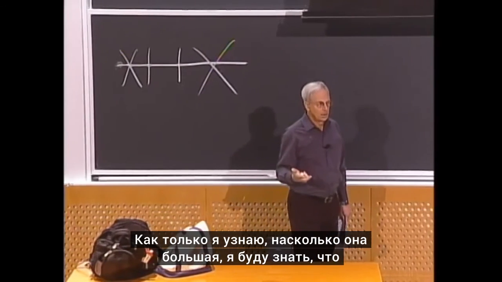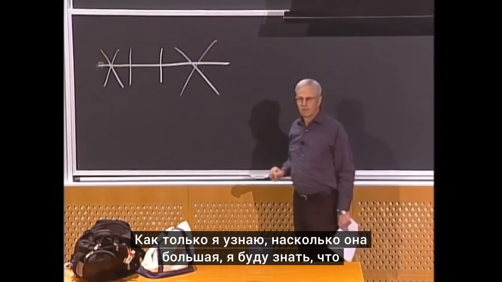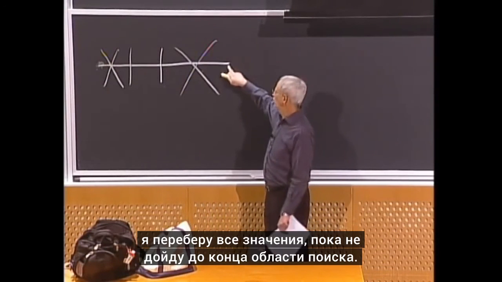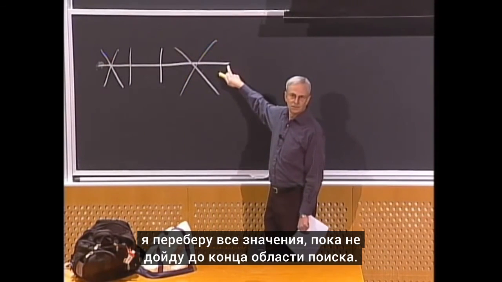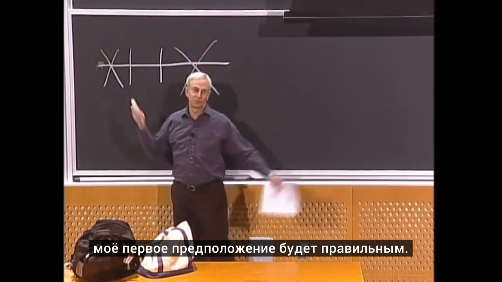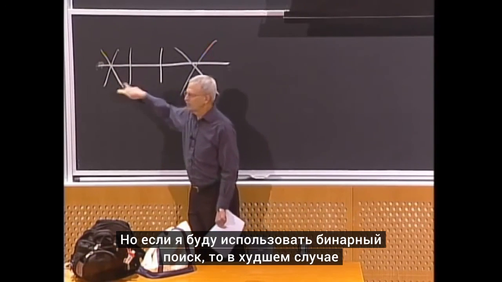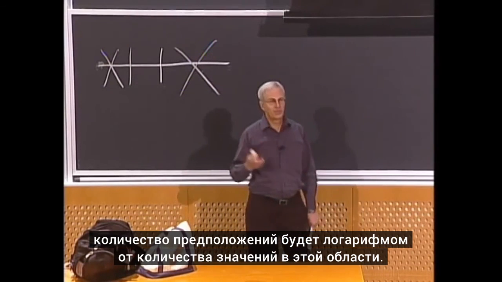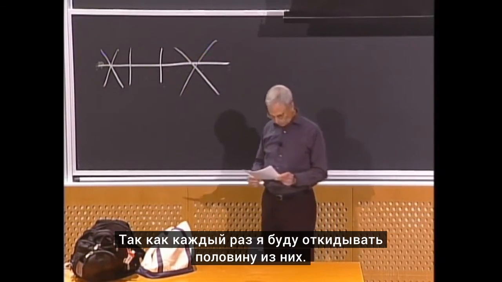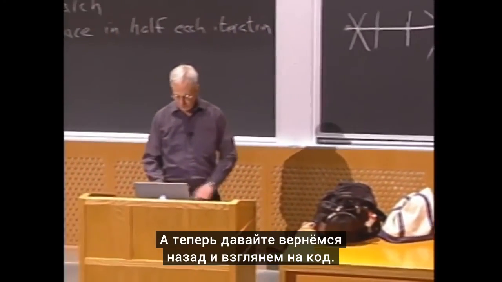Once I know how big my search space is, I know that if I search it linearly, looking at every value, my worst case is I look at everything until I get to the end. But my best case, well, my best case is I get lucky and my first guess is right. But if I use bisection search, my worst case is going to be log number of values in that space, because each time I throw half of them away. All right, we'll see that in more detail later on. Let's go back and look at the code now.